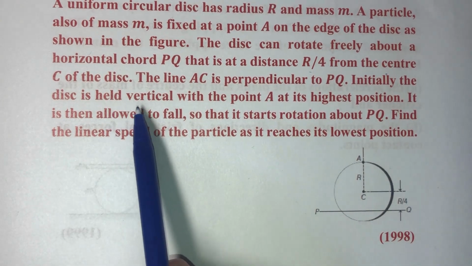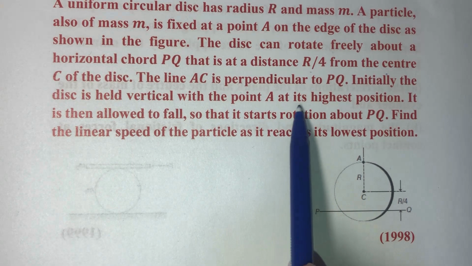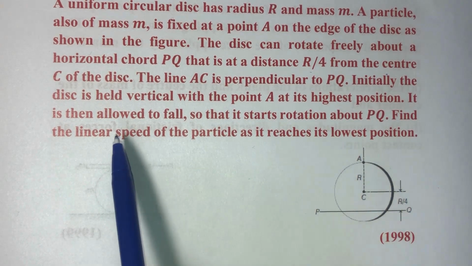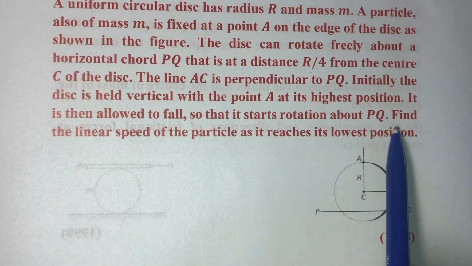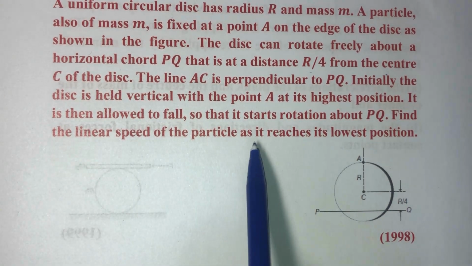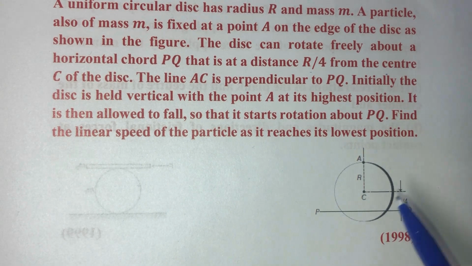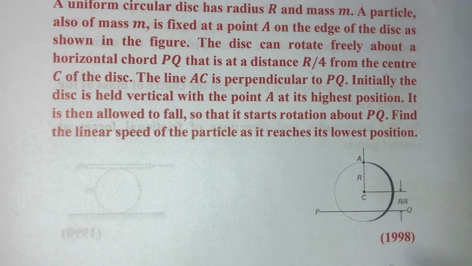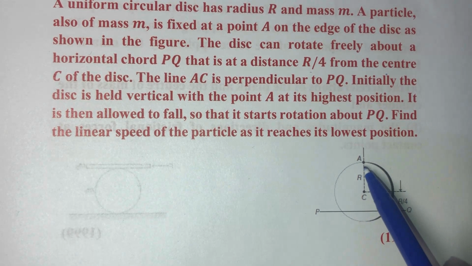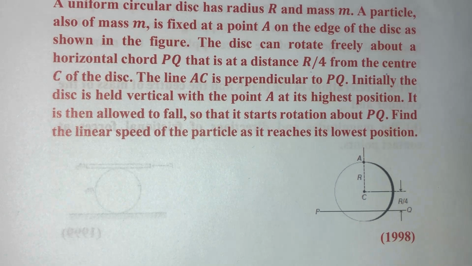Initially, the disc is held vertical with point A at its highest position. It is then allowed to fall so that it starts rotation about PQ. Find the linear speed of particle as it reaches its lowest position. So this is a circular disc and we have chord PQ about which it will rotate, and this chord PQ is at a distance of r by 4 from the center, and particle A is at a distance of r from the center.